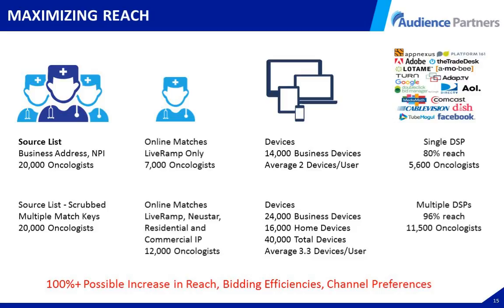So these numbers are not actual, but they're based on similar numbers that we've seen before, where you start with 20,000 oncologists in example A and end up with 5,600. In example B, you start with the same 20,000 and you end up with more than twice as many. So if you pay attention to each of these steps, you can significantly increase your reach, which is good in and of itself because many of these campaigns tend to be focused primarily on branding. So the more people we can reach, the better. But it also builds bidding efficiencies because you have more inventory, you have more reach, you have more room to maneuver within that inventory. And you also have more devices, which gives you more data that can be used to define channel preferences.